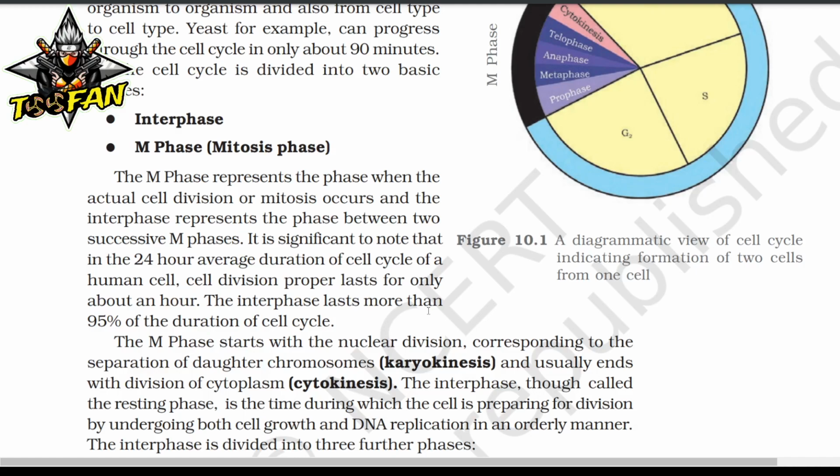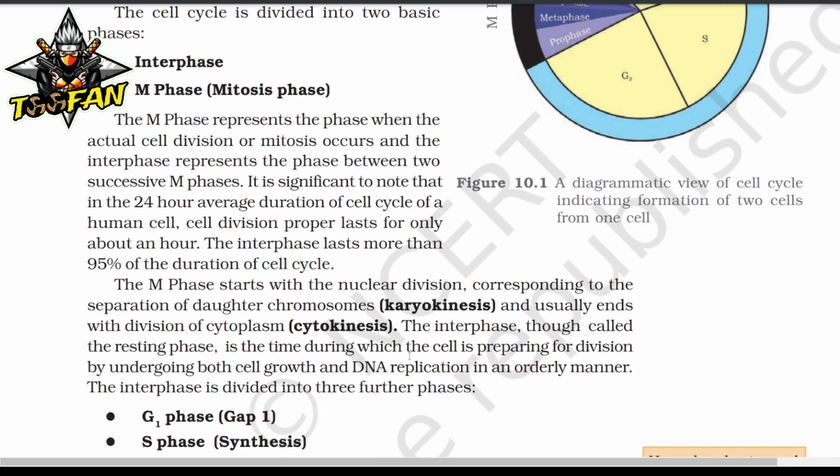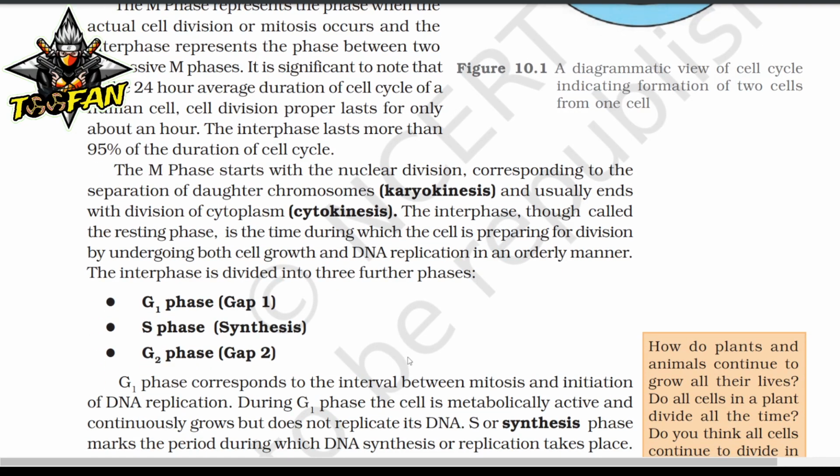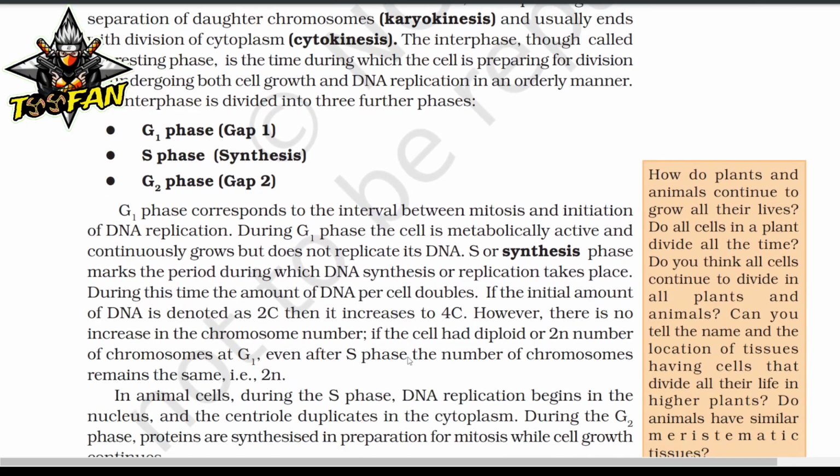The interphase, though called the resting phase, is the time during which the cell is preparing for division by undergoing both cell growth and DNA replication in an orderly manner. The interphase is divided into three further phases: G1 phase, S phase, and G2 phase. G1 phase corresponds to the interval between the mitosis and initiation of DNA replication. During G1 phase, the cell is metabolically active and continuously grows but does not replicate its DNA.